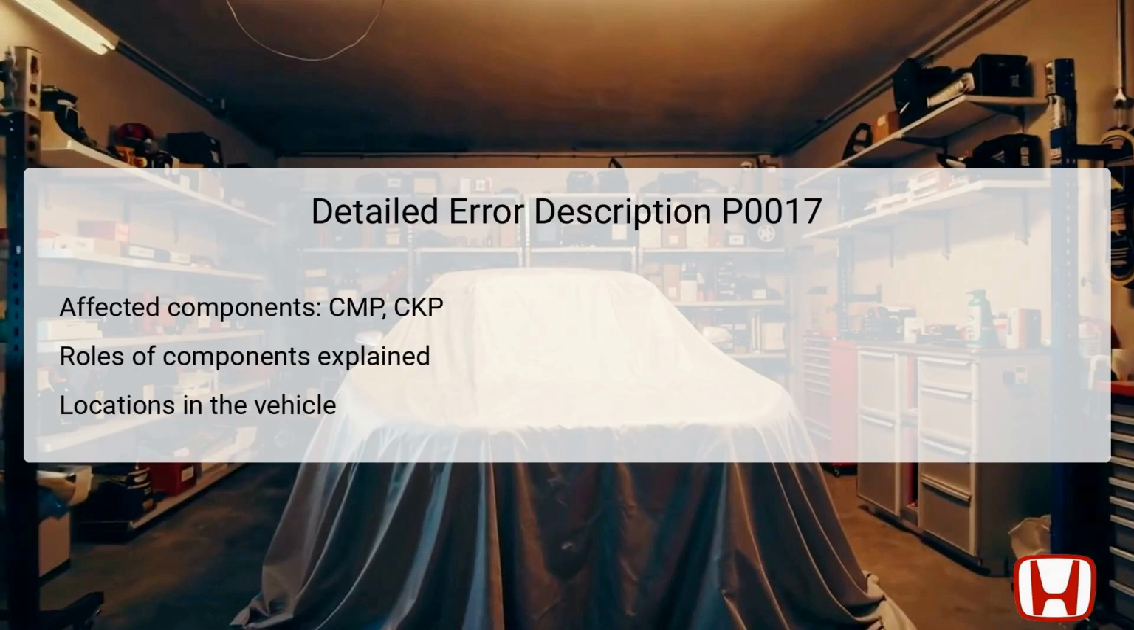Diagnostic Trouble Code P0017 pertains to the correlation between the camshaft position, CMP sensor B, and the crankshaft position, CKP sensor, in the Honda Civic 2022 Plus. Specifically, this error arises when the difference between the exhaust camshaft phase, as measured by CMP sensor B, and the standard phase value is outside permissible limits.